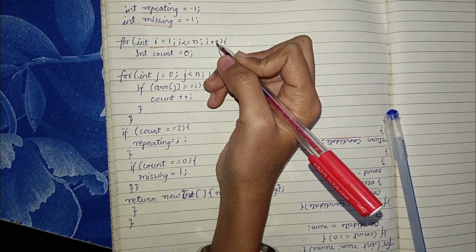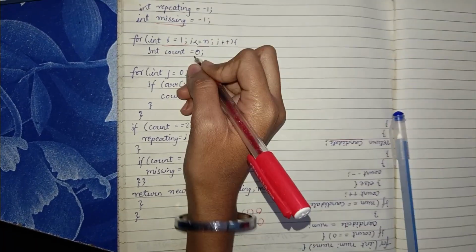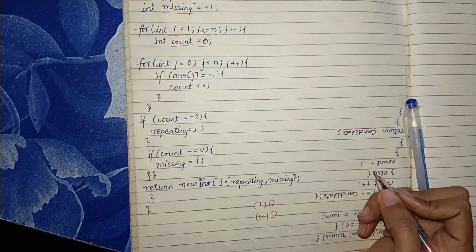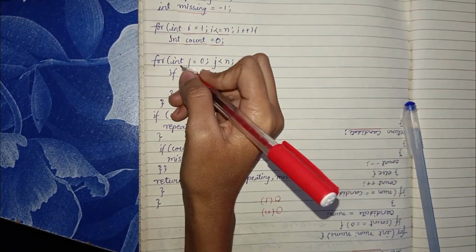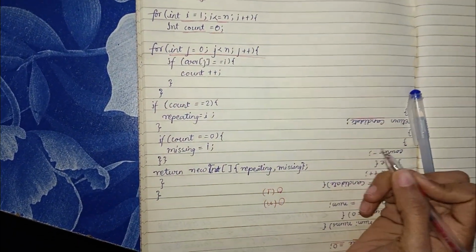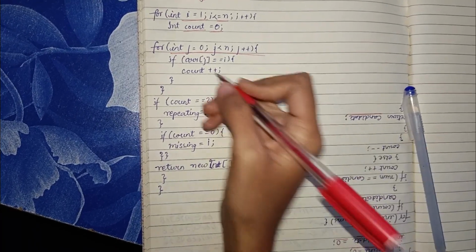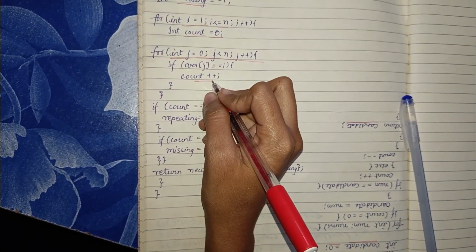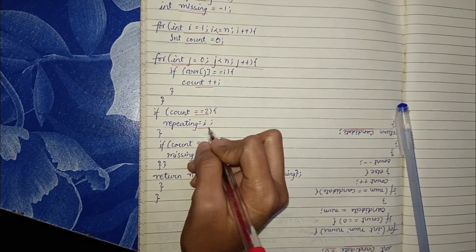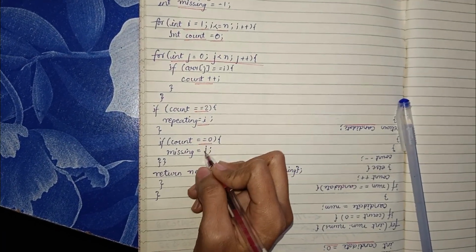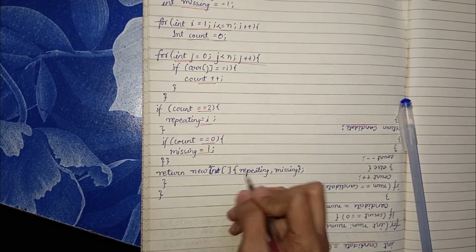For each number we set count to 0. We traverse the entire array to count occurrences. If the array element is equal to the current number, we increment count plus plus. If count becomes 2, the number is repeating. And if the count is 0, then the number is missing. Finally, we return the repeating and missing element.